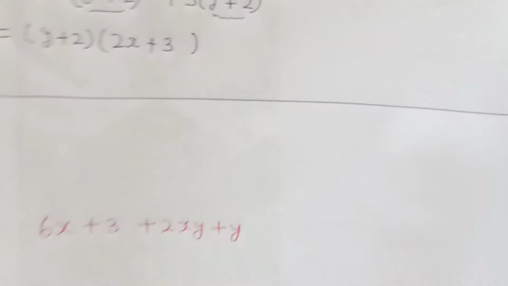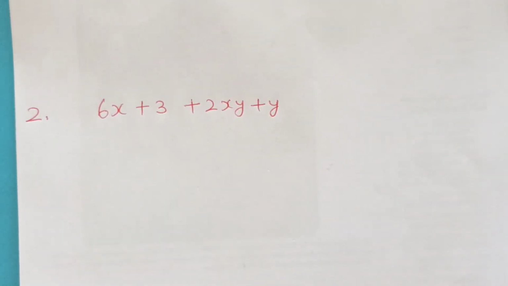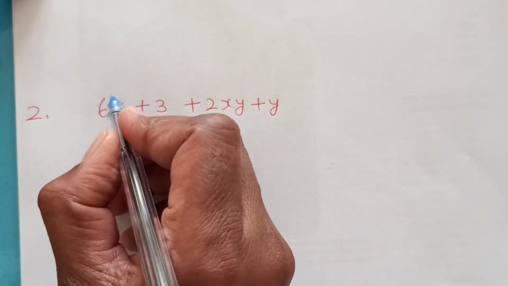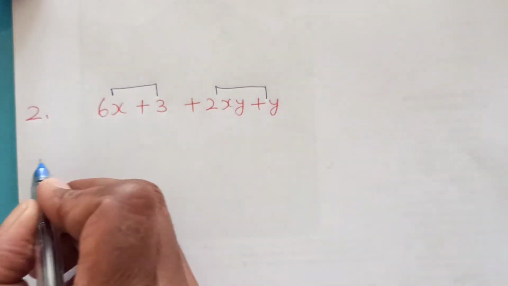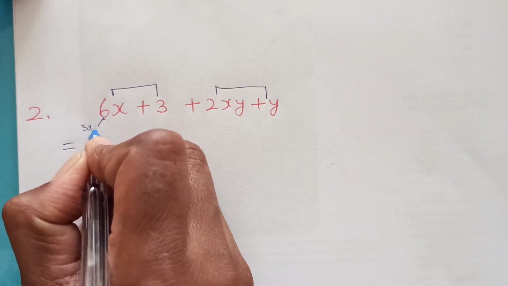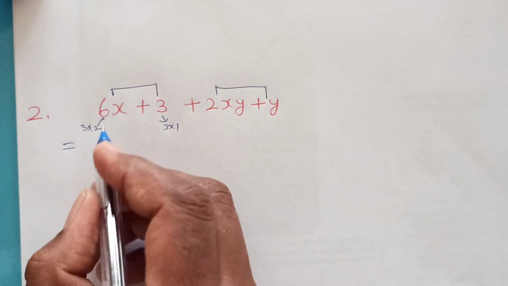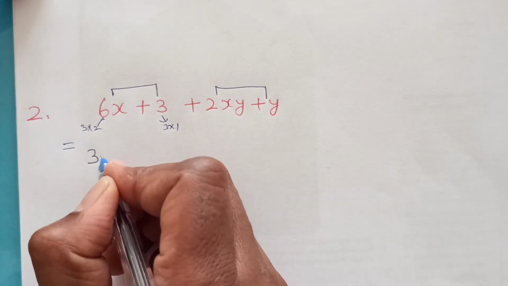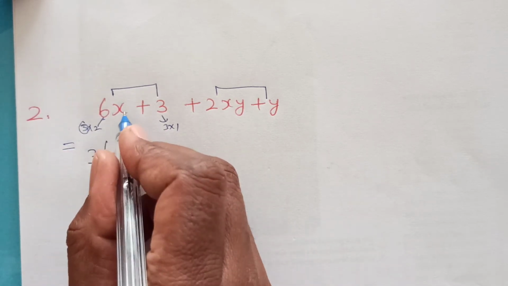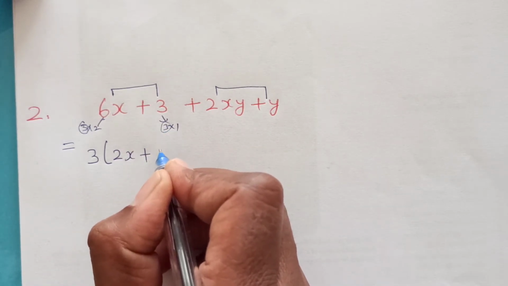Now another example. 6x plus 3 plus 2x plus y. Again there is nothing common in all the 4 terms, so we can group them. This is group 1, group 2. If you see here, this 6 can be written as 3 times 2, and this is 3 times 1. So here 3 is out and inside the bracket, this 3 is gone, so you have 2x plus, this 3 is gone out, so you are left with 1.